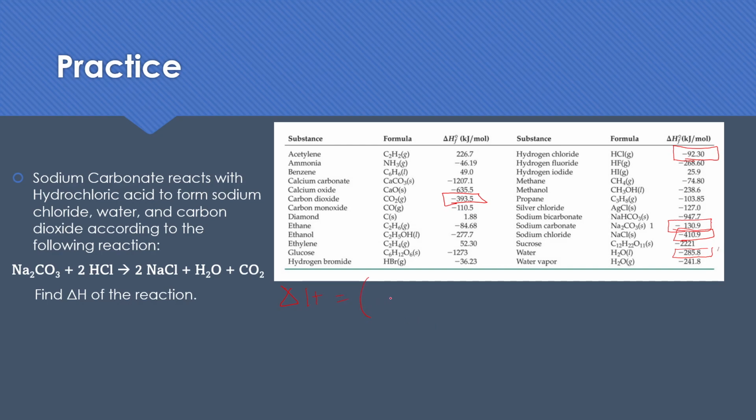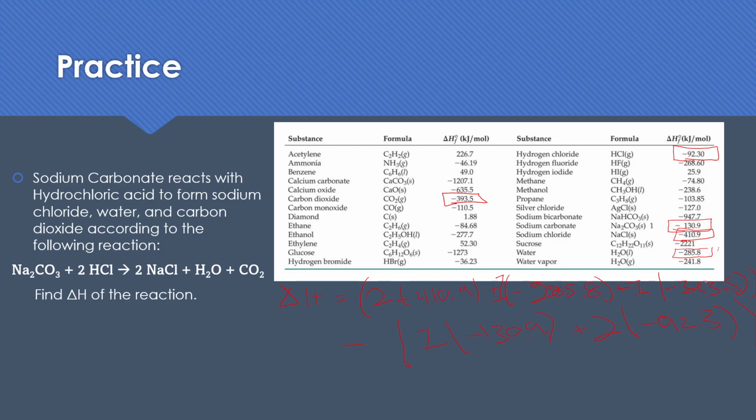the sum of the products, so 2 times NaCl, which was negative 410.9, plus 1 times water, which was negative 285.8, plus 1 times carbon dioxide, which is negative 393.5, minus 1 times sodium carbonate, negative 130.9, plus 2 times hydrochloric acid, negative 92.3.